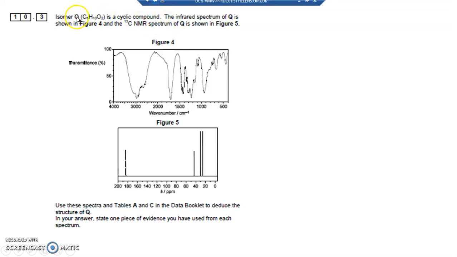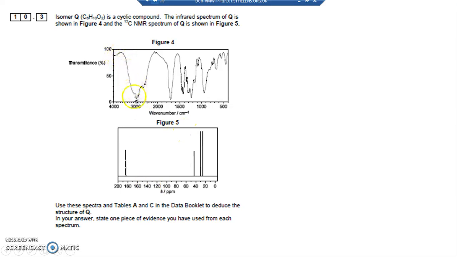Question 10.3. Isomer Q, C6H10O2, is cyclic, so it's got some kind of a ring in it. We can't assume that there are 6 carbons in a ring. There could be 5 or 4. The infrared spectrum of Q is shown below, and the carbon-13 NMR spectrum of Q is shown below that.